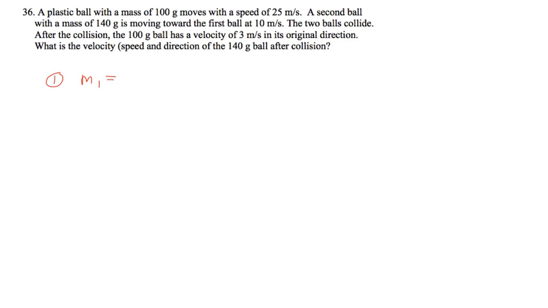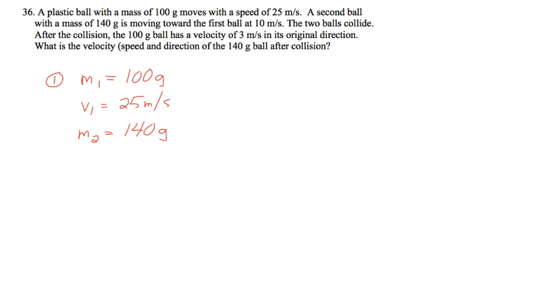So m1 is 100 grams. It's moving with a speed of 25 meters per second. So I'm going to commit to that being my positive direction. So the first ball is going to the right at 25 meters per second. Then it says a second ball with a mass of 140 grams. Now this is the key: it's moving towards the first ball with a speed of 10 meters per second.